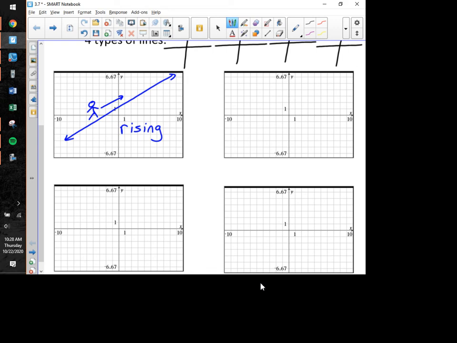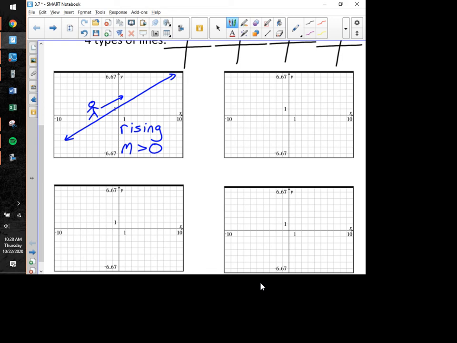All right, so this is a rising line, and every line that is rising has a slope that is positive. And the most efficient way in mathematics of writing the word positive would be to say that your slope is greater than 0. Okay, so that's the first type of line there, one that's rising and it has a slope that's positive.